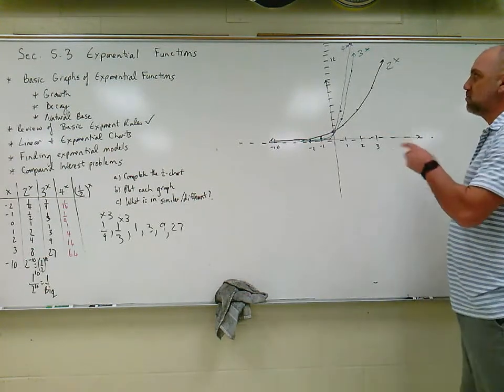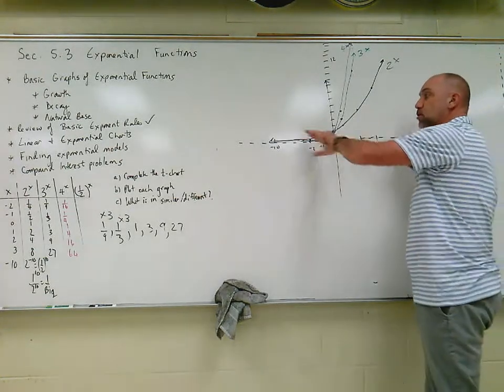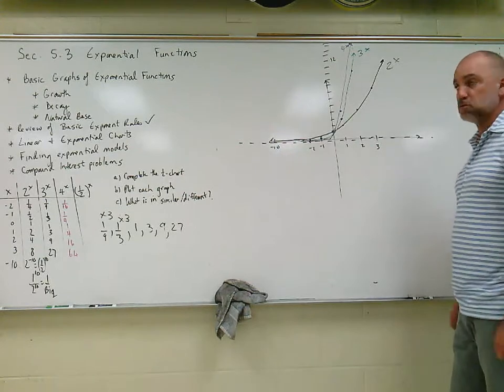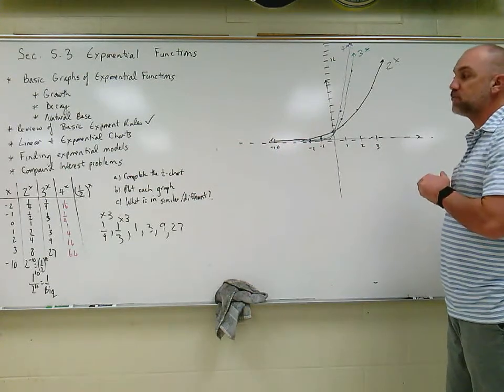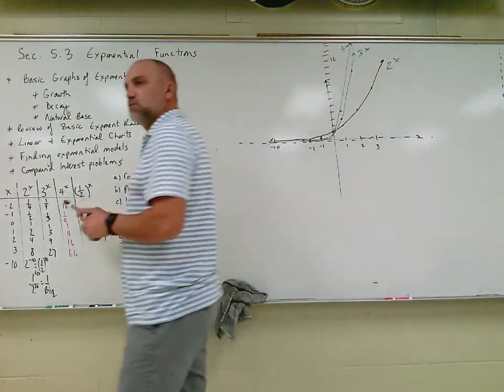So these all have something in common. We're just going to keep that in mind. And remember, as we go left, they all have a horizontal asymptote. Now, 1/2 to the x is different. So what should you have got for your first answer here?